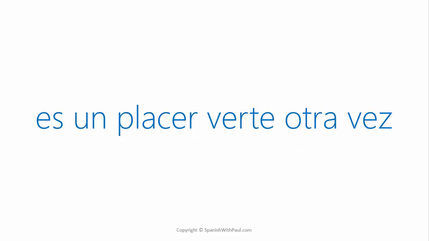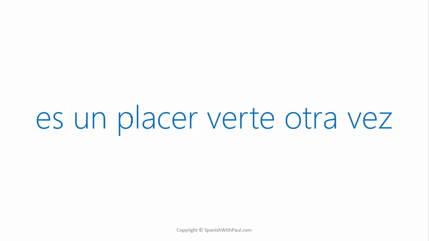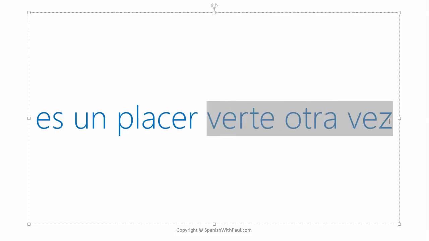Es un placer verte otra vez. This is just a general "it is." It's a pleasure. So therefore we went to "es un placer." It's a pleasure. A pleasure what? To see you, verte otra vez. So this is present tense.